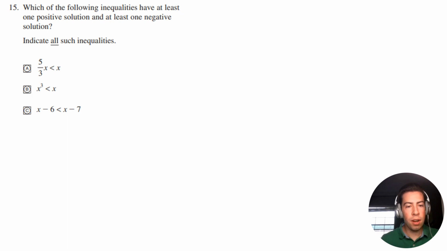All right, so let me start by reading off the question. Which of the following inequalities have at least one positive solution and at least one negative solution? Indicate all such inequalities. So again, this is one of those multiple answer choice problems where there could be multiple correct answers or there could just be one, okay? So let's go ahead and start with this first answer choice.